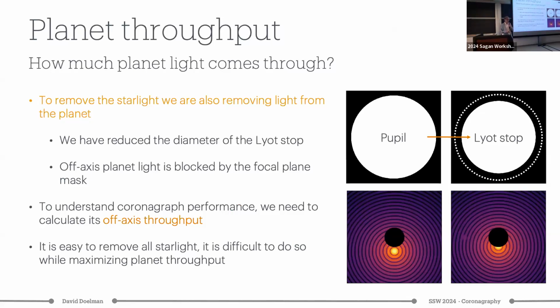Now that we know what raw contrast is, let's look at planet throughput. To remove starlight, we also did something to the pupil, and if you go close, you actually have some of the planet light that's blocked by our mask. So it's useful to think about how much of this planet light comes through. Again, it's easy to remove all starlight, but it's difficult to do so while maximizing the throughput of the planet.